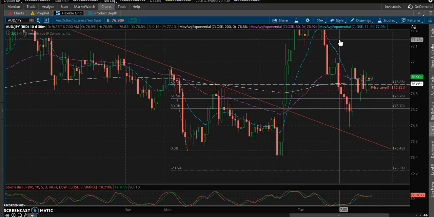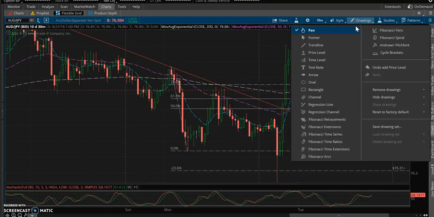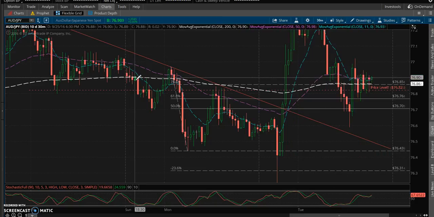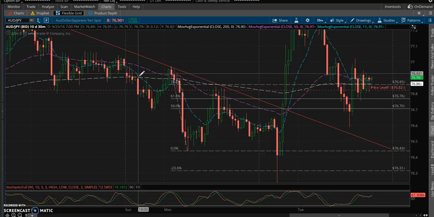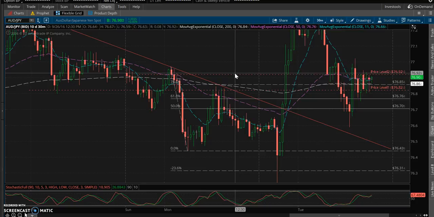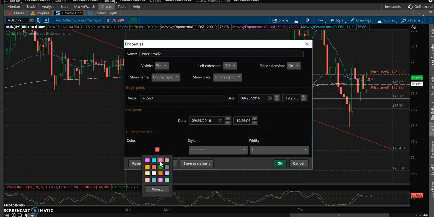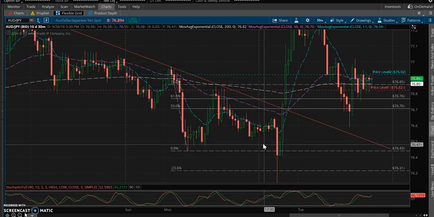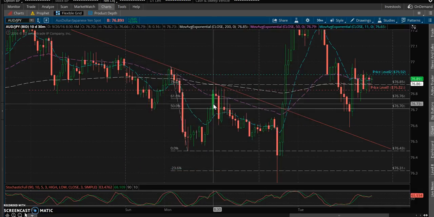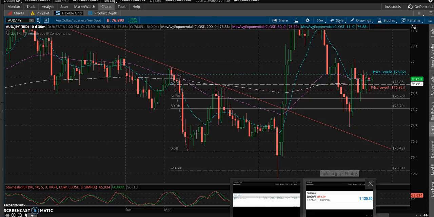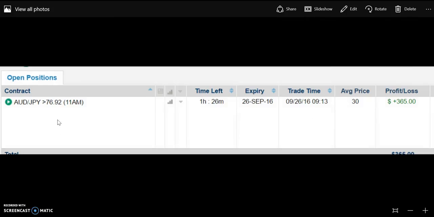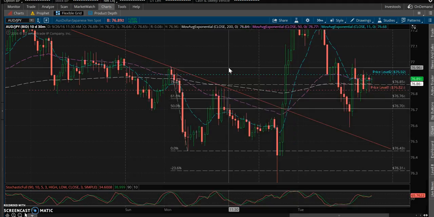I believe my entry time was 9:15, and I grabbed a strike of 76.92. So I was up here, 76.92, and I had my entry time of, what was it? I had my entry time of 9:13. So I had a 9:13 entry time.